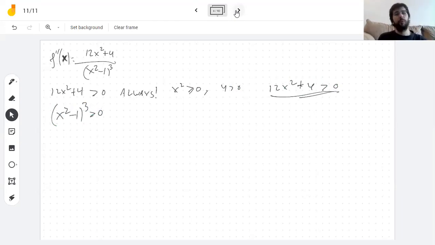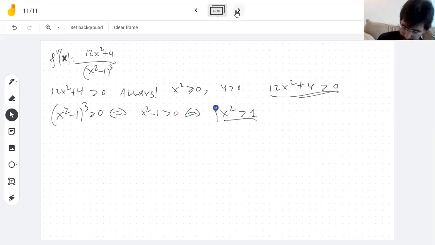So when is the denominator positive? Well, this is the cube of a number. The cube of a positive number is positive. The cube of a negative number is negative. So this is positive exactly when x squared minus 1 is positive. And x squared is bigger than 1. Gotta be careful here, because it's not when x is bigger than 1. It's when x is bigger than 1 or x is smaller than negative 1.